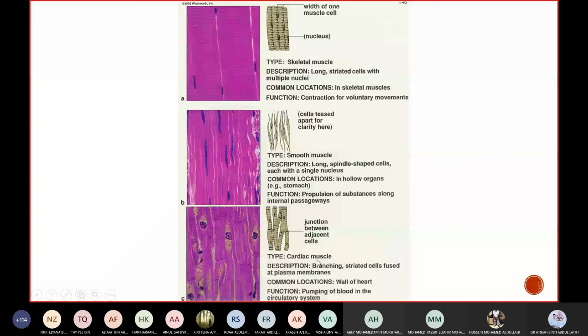Next is the cardiac muscle. Okay, you have striations, you have these lines, striations, and you have branching. Okay, in skeletal muscle you don't have branching. Here you have branching of the muscles. Okay, and you have these intercalated discs, which are important to create synchronized contraction in the heart. Okay, so location is the wall of the heart, and it helps with pumping of the blood into the circulatory system. Okay, so these are the three types of muscle that you can find in the body.